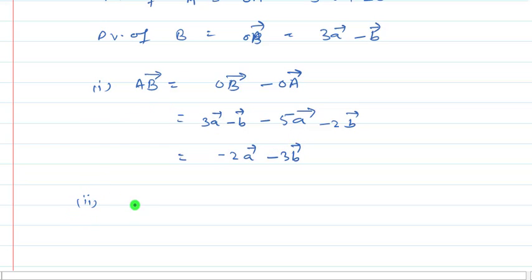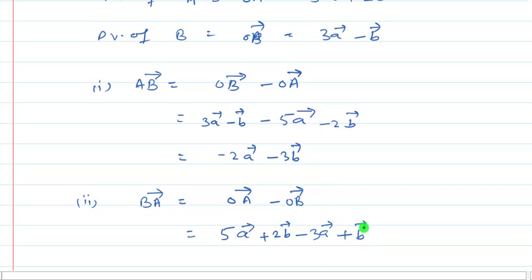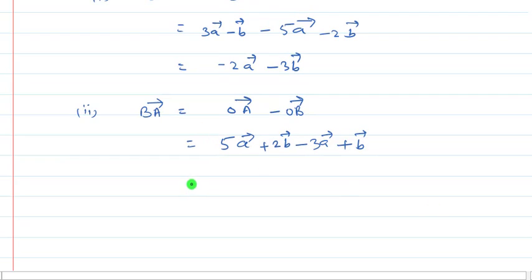Now the second thing, let us calculate the BA vector, which is equal to the position vector of A minus the position vector of B. So now let us write the values. The position vector of A is 5a plus 2b, and the position vector of B is 3a minus b, so it will be 3a plus b. So vector BA we are getting as 2a vector plus 3b vector. So this is how to calculate a vector in terms of its position vectors.